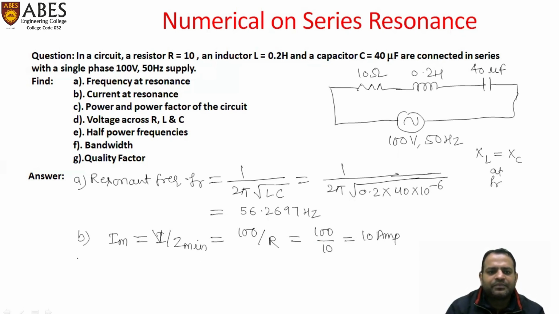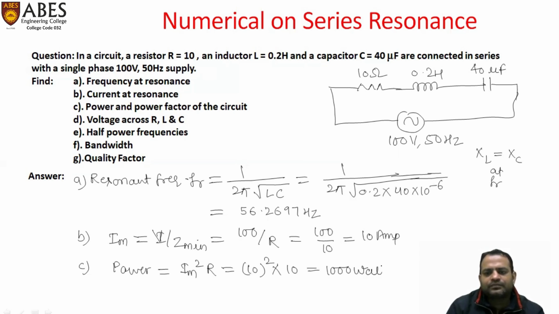And this is maximum. Now we are finding the power and power factor. So power is I square R and current is maximum. So that is Im square R, 10 square into resistance 10, which is 1000 watt. This is our power.